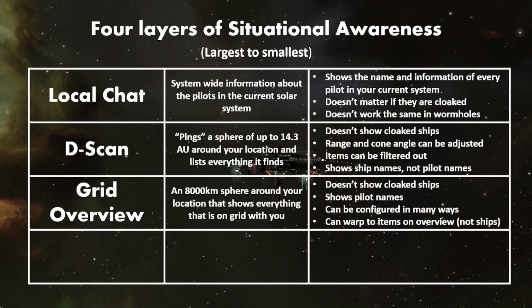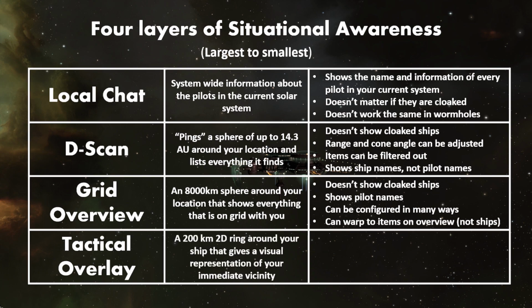Finally, so we've gone from local chat, the whole system, down to a 14.3 AU D-scan, down to an 8,000 kilometer grid, and then finally is your tactical overlay. Now your tactical overlay is a 200 kilometer two-dimensional ring that shows around your ship, and this gives you a real visual representation of your immediate vicinity and what's going on. Now because of that, it really provides a good tool for visual cues for your movement, for you to decide which direction to move your ship and how to move it.